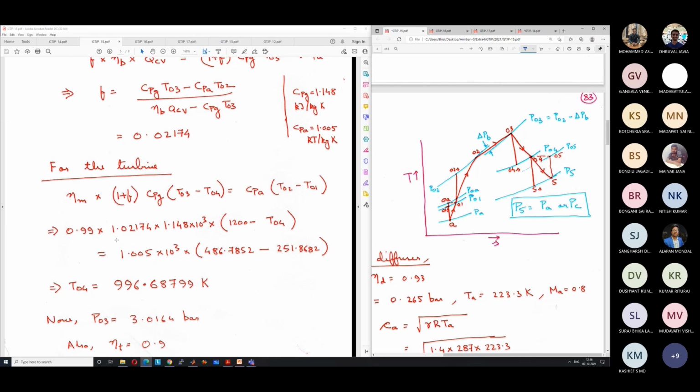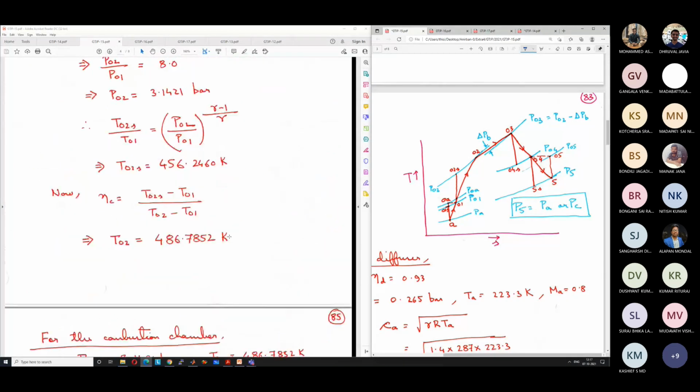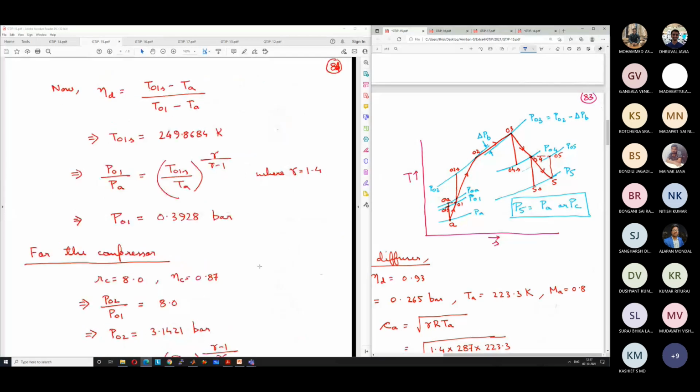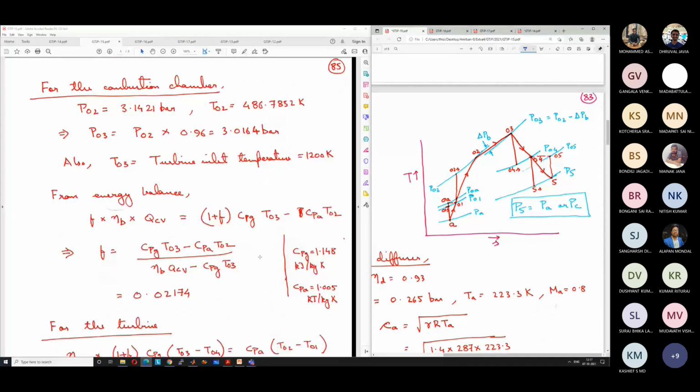Eta m is 0.99, 1 plus F is 1.02174, Cp of gas is 1.148 into 10 to the power 3 joule per kg Kelvin. Remember, if you keep Cp in kilojoule, then this should also be in kilojoule. 1200 minus T04 is T03 minus T04. Only unknown is T04, equal to 1.005 into 10 to the power 3 into 486.7852 minus 251.8682. T01 we have calculated, right. So all the values are known. This will give us T04.